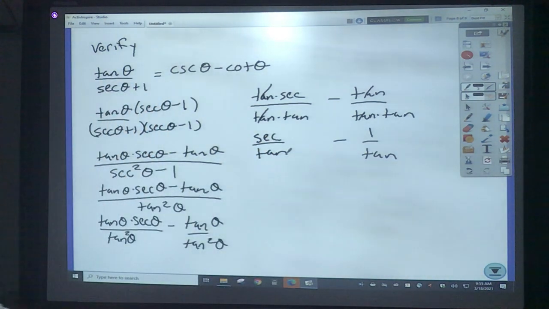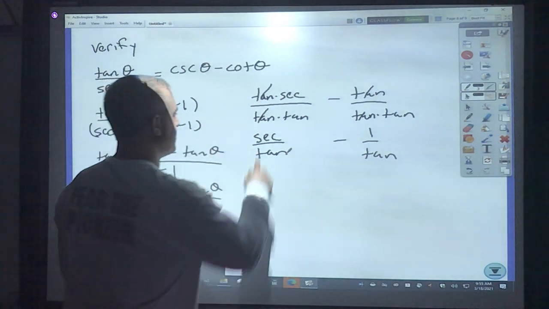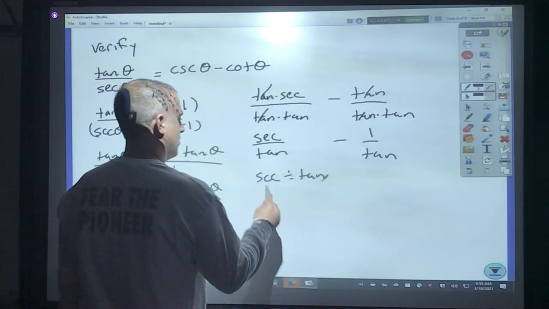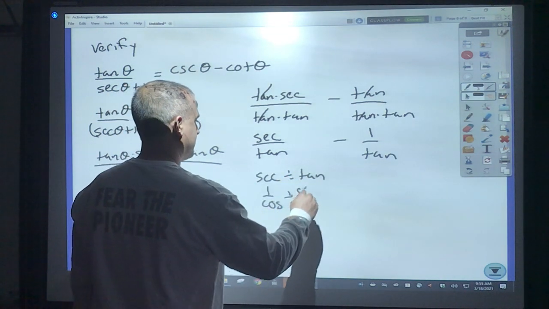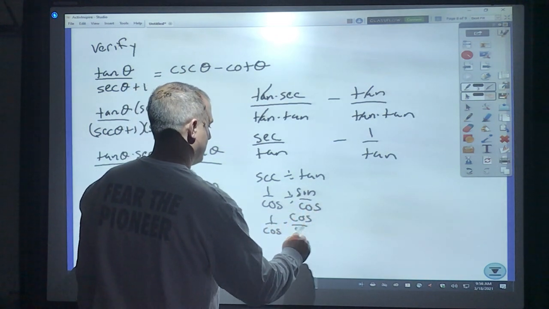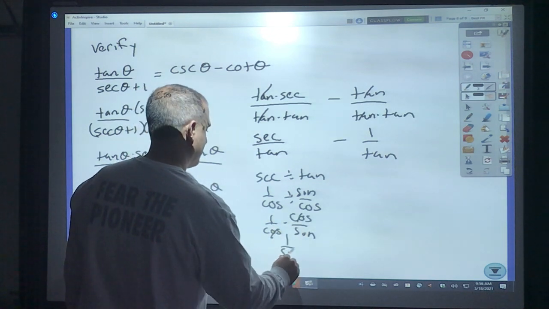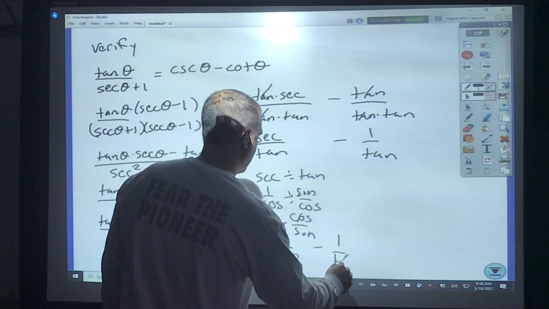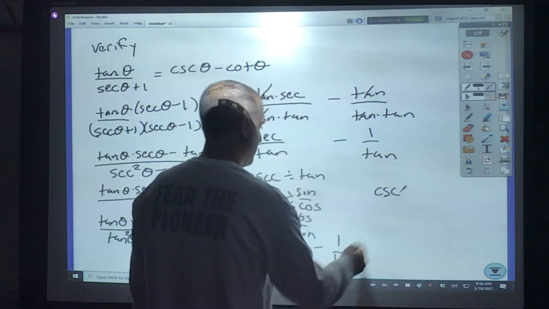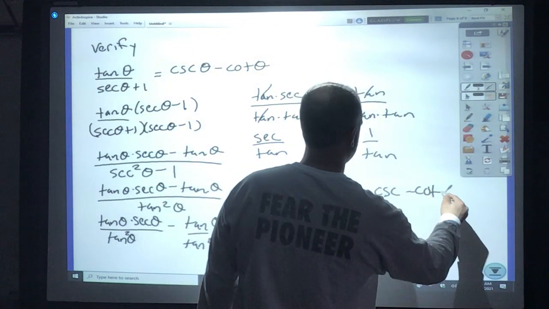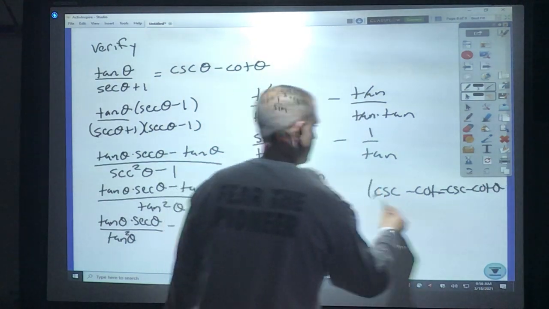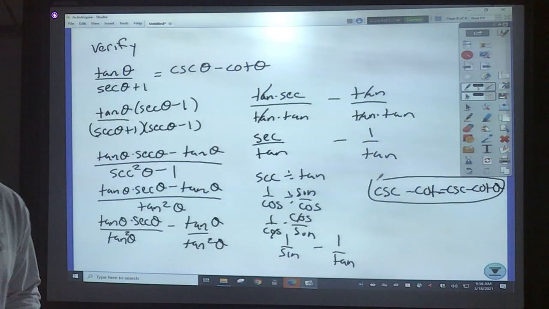Now this one's a little bit tough. I'm going to have to break this down to secant divided by tan, or 1 over cosine divided by sine over cosine, which is 1 over cosine times cosine over sine. Those eliminate, it's 1 over sine. So that's how I got to that. And then I know that 1 over sine is cosecant, and 1 over tan is cotangent. So that equals that. Okay, a little bit tricky there.